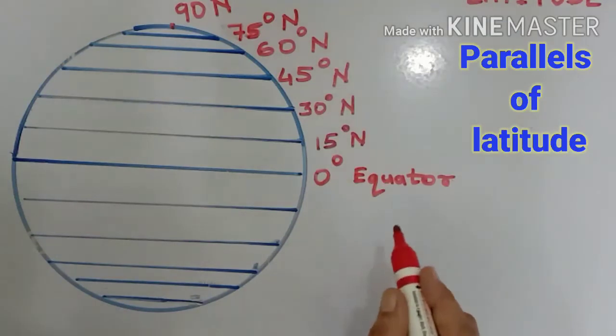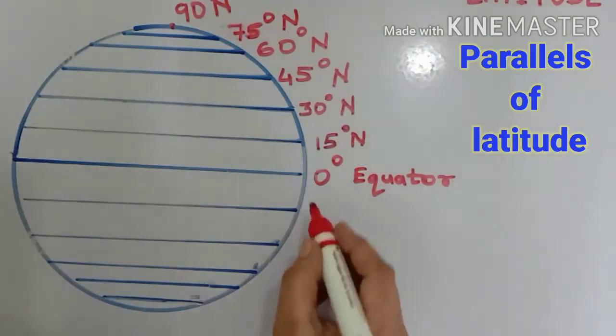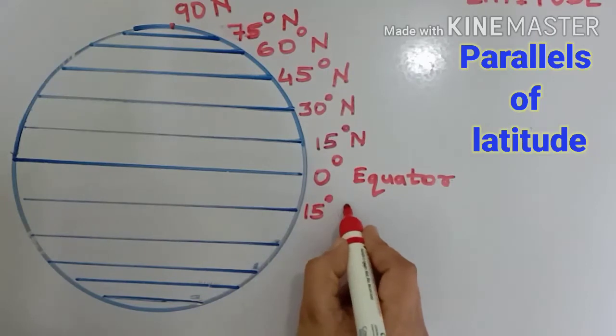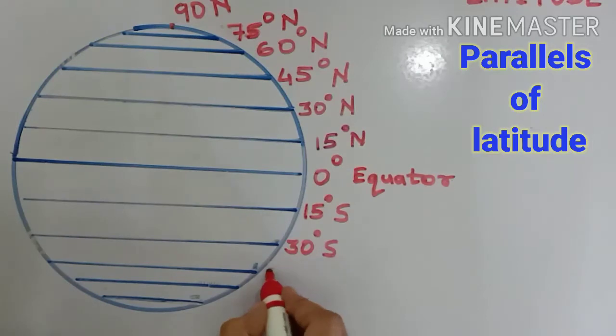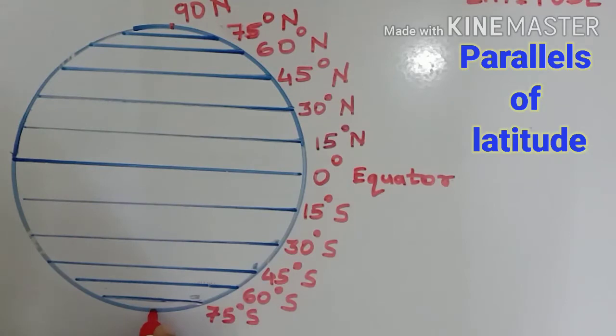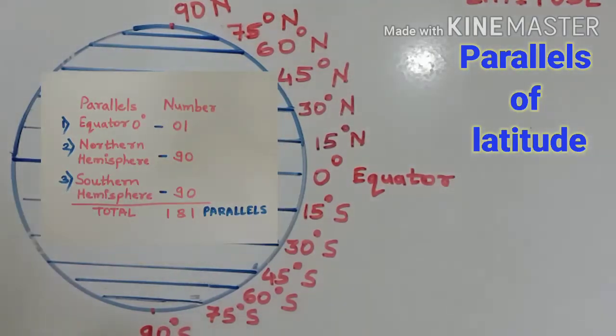Now let's name these parallels in Southern Hemisphere. Here 15 degree south, 30 degree south, 45 degree south, 60 degree south, 75 degree south, and here this point appears, that is 90 degree south, which is South Pole. In this way, we can draw 181 parallels at the interval of 1 degree on the Earth.